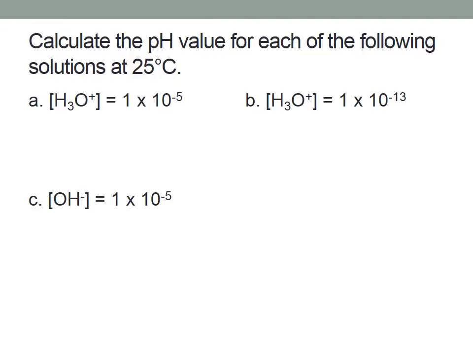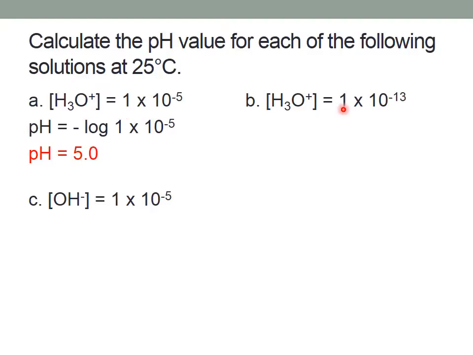Alright, so let's look at some examples. We have to calculate the pH value for each of the following at 25 degrees Celsius. So we're given hydronium ion concentration in the first 2. So we have H3O+ concentration. We only have 1 significant figure, so that means in our answer we should go to 1 decimal place. So to find pH, we take the negative log of 1 by 10 to the minus 5. That gives us 5.0. And we only went to 1 decimal place because we only had 1 significant figure in our original number.